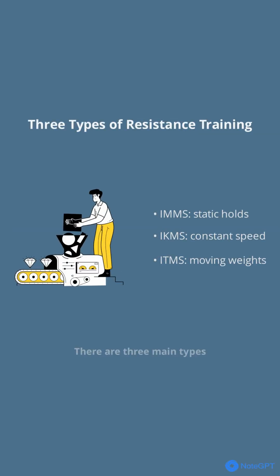There are three main types of resistance training used for KOA: isometric muscle strengthening (IMMS), isokinetic muscle strengthening (IKMS), and isotonic muscle strengthening (ITMS). Each type has its own method and benefits. IMMS involves holding a muscle contraction without movement. IKMS uses specialized equipment to maintain a constant speed during movement, and ITMS focuses on lifting or lowering weights through a range of motion. Understanding these differences is key to choosing the right approach for each patient.